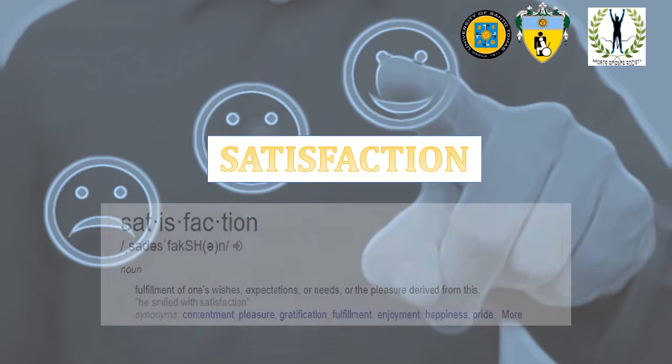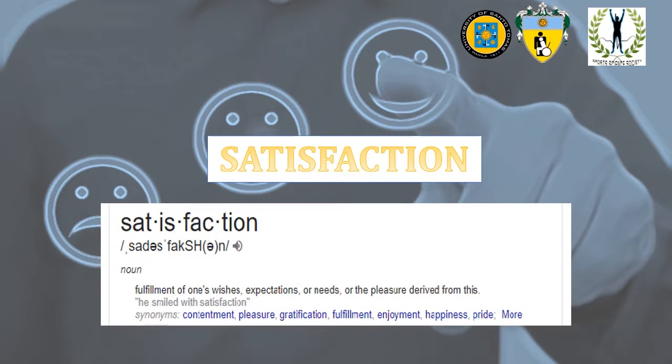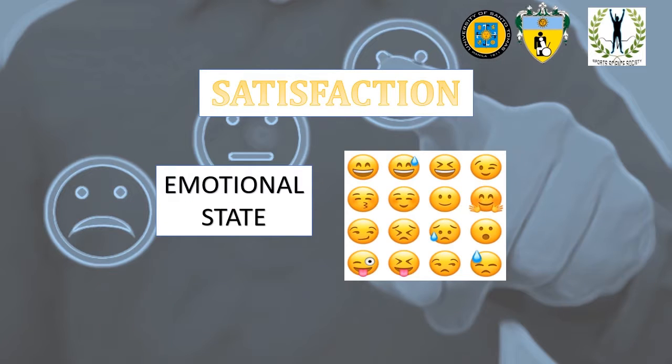Satisfaction. The fulfillment of one's wishes, expectations, or needs can also be known as contentment, pleasure, gratification, or fulfillment, etc. Satisfaction correlates to your emotional state. Having higher satisfaction can lead to happiness, but having lower satisfaction can lead to sadness or depression.